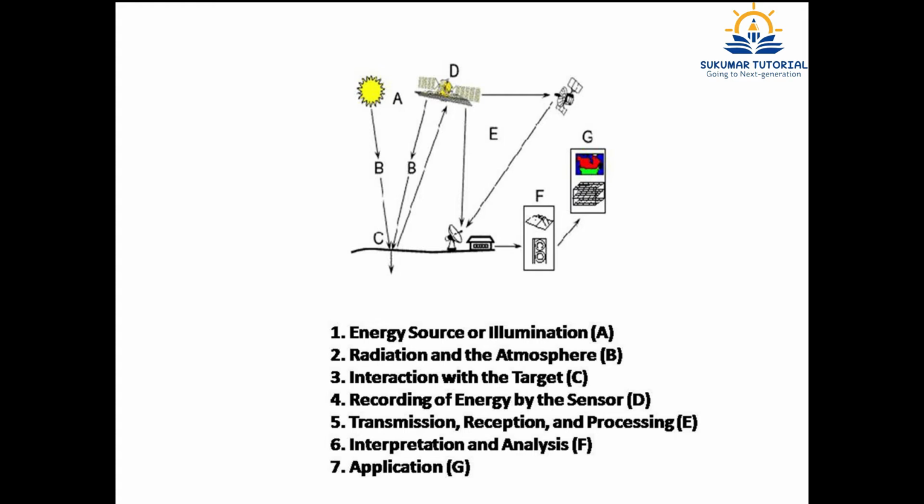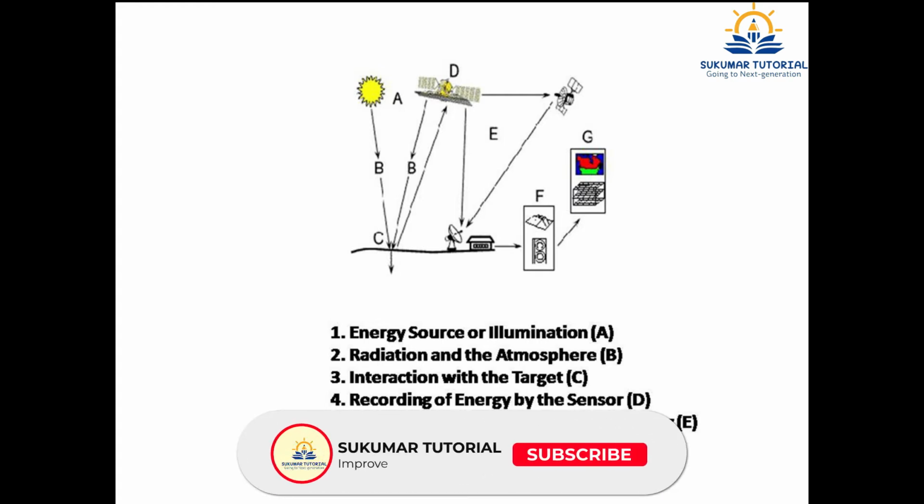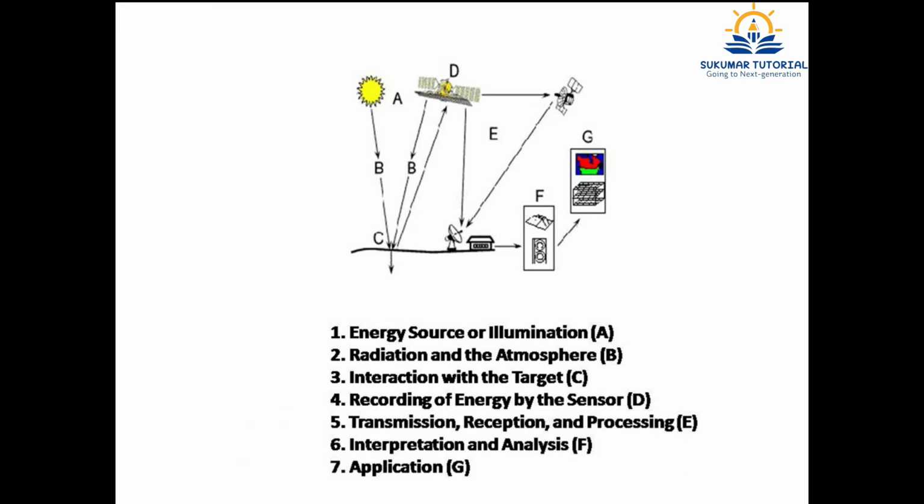The sun is the energy source. Sun rays fall on the surface of the earth, on the land and on the sea. It reflects back to the atmosphere through radiation wavelengths. These wavelengths are recorded by the satellite orbiting the earth, about 600 to 900 kilometers above the earth. It is recording wavelengths in different bands.